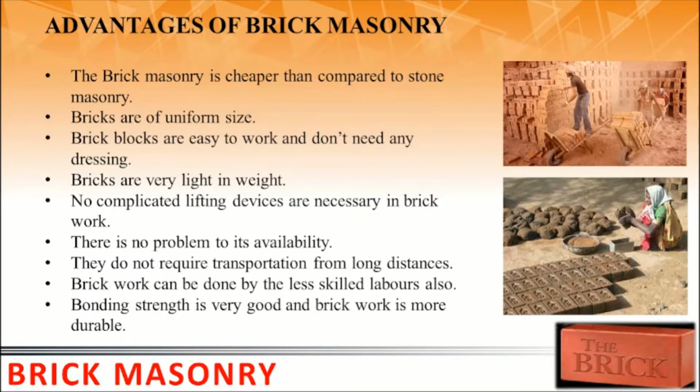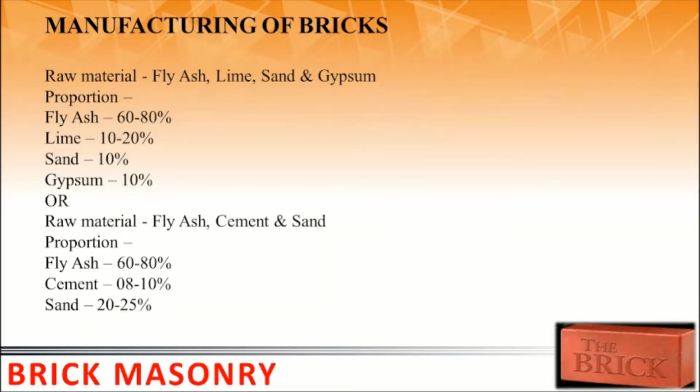Now the manufacturing of brick. The manufacturing of brick can be of two types. First, it can be made of fly ash, lime, sand and gypsum. It can also be made of fly ash, cement and sand. If the brick is made of fly ash, lime, sand and gypsum, the proportion should be fly ash 60 to 80%, lime 10 to 20%, sand 10% and gypsum 10%. And if the brick is made of fly ash, cement and sand, the proportion should be fly ash 60 to 80%, cement 8 to 10% and sand 20 to 25%.